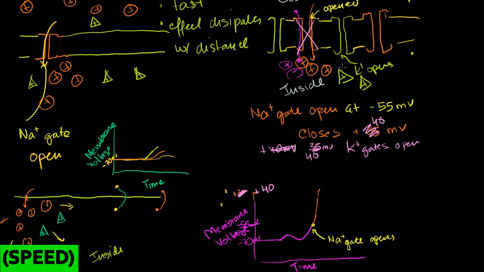So this opens. These guys want to escape because there's less potassium outside. They want to go down their concentration gradient. And it's also very positive on the inside. We're at plus 40 millivolts. So they also want to escape. So they start escaping the cell. So the positive charges start exiting the cell from the inside to the outside. So we become less positive again.